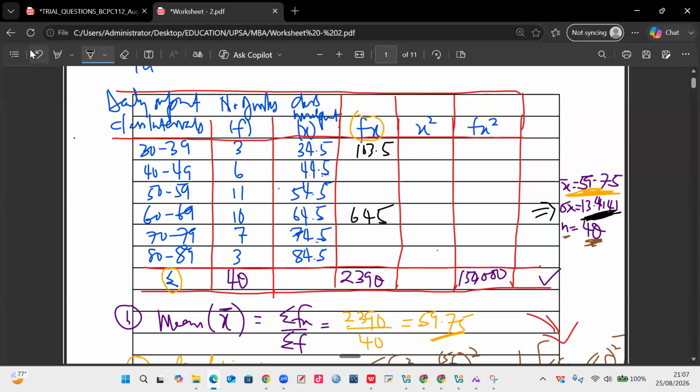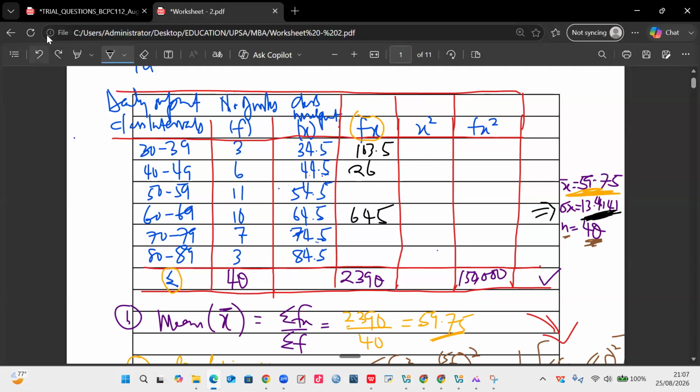103.5. Are you getting it? Then 6 times 44.5. That gives us what? 267. So you fill in all. 267, not 264. When you finish, listen, when you finish, don't come and add everything and find your total. No. Don't come and add and find your total because you've done it already.